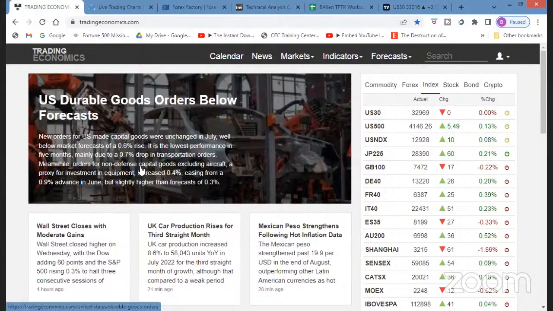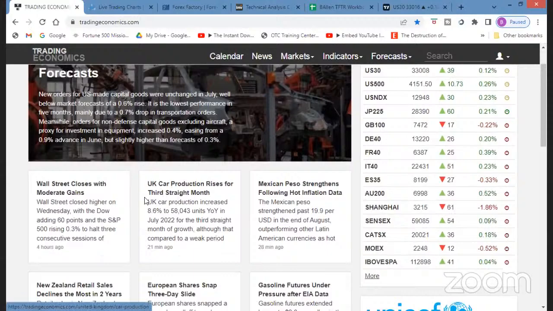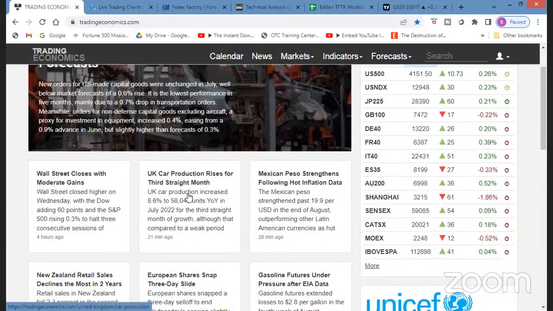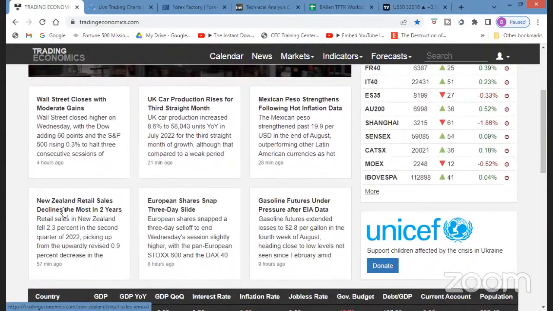Meanwhile, orders from non-defense capital goods, excluding aircraft, a proxy for investment in equipment, increased by 0.4%, easing from a 0.9% advance in June, but slightly higher than forecast. So kind of mixed there. UK car production rises for the third straight month.